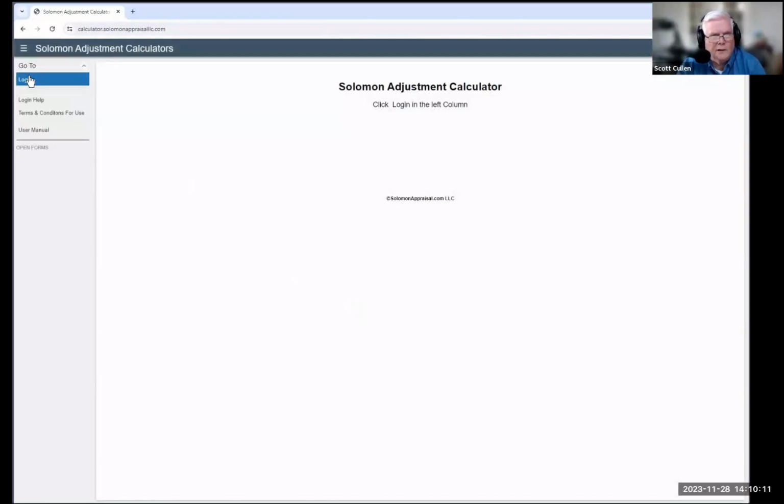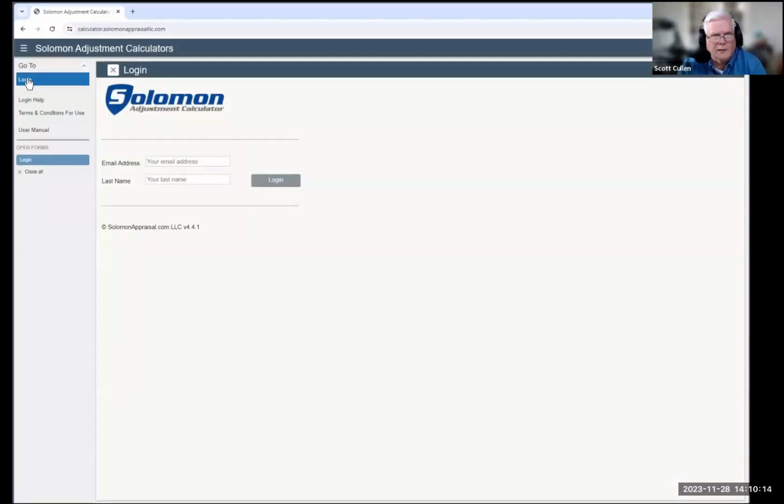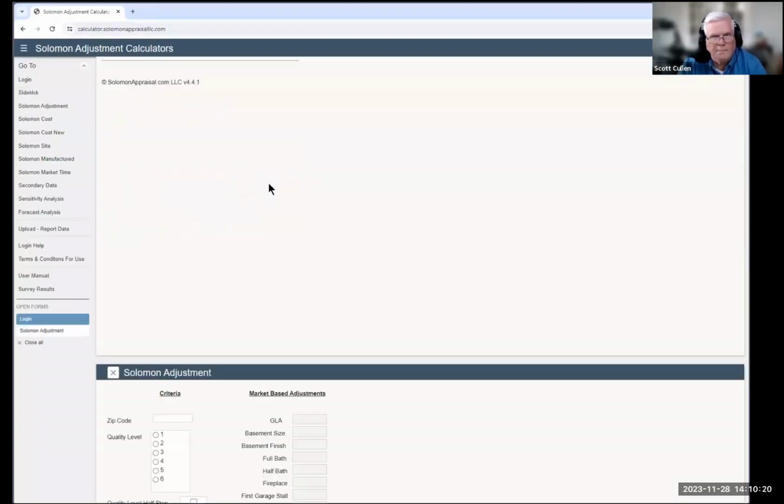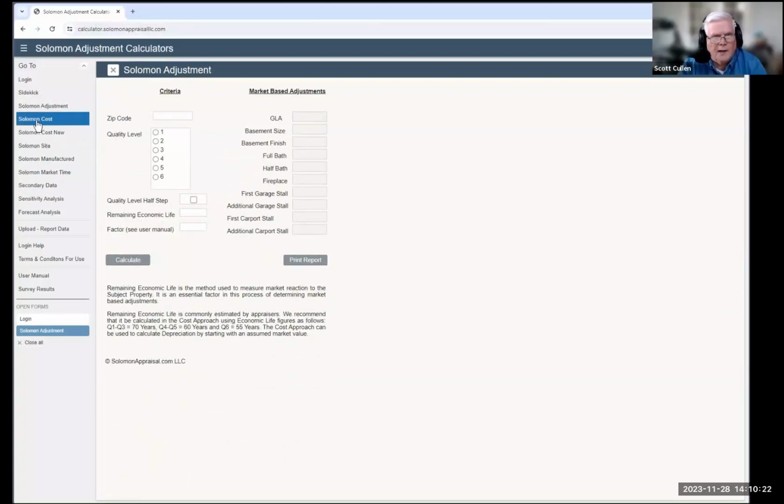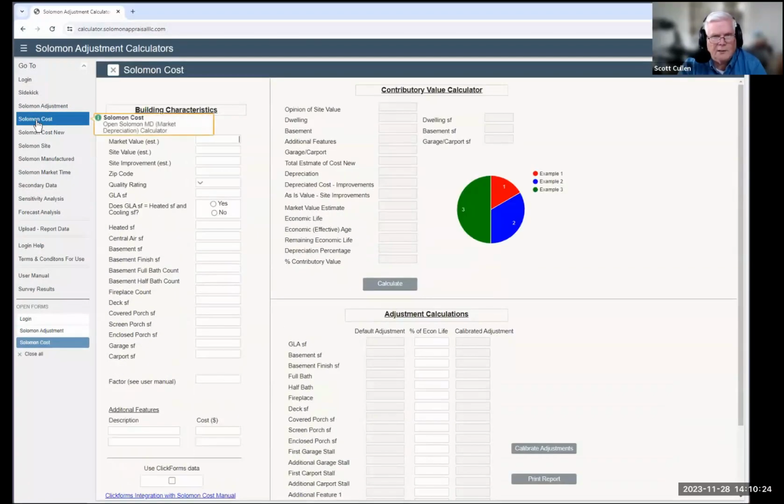So now I've found my way to a secure website that's hosted on a web server. And I can log in with my email and last name. And we're going to concentrate on this application today because this is the way that you would extract depreciation from the market. And when you've extracted depreciation from the market, that makes depreciated cost adjustments market-based, right? That's just simple logic.